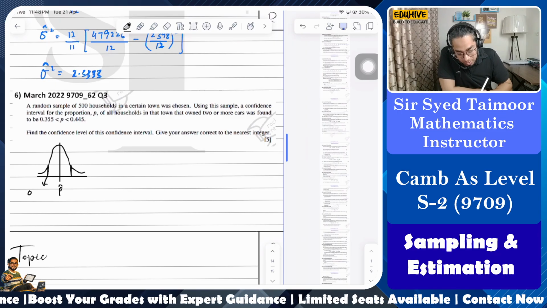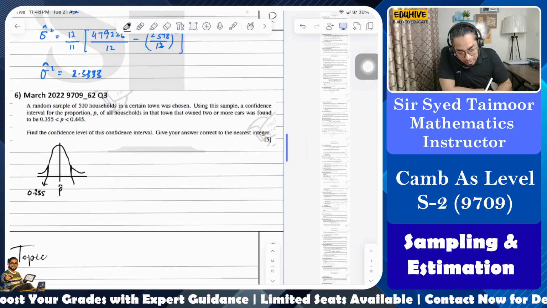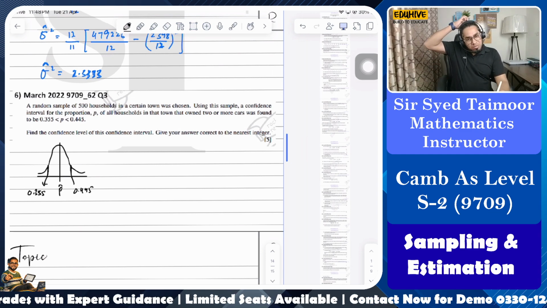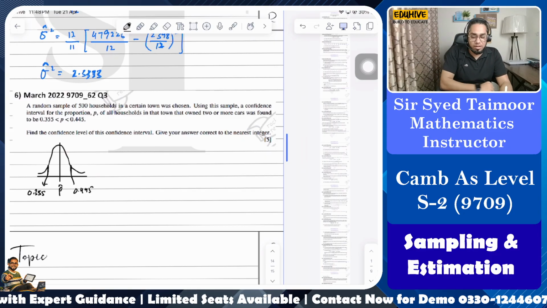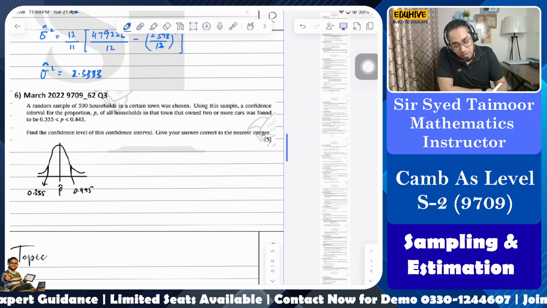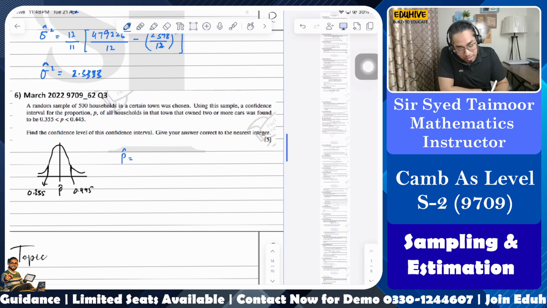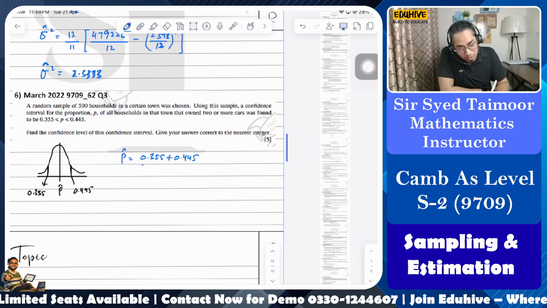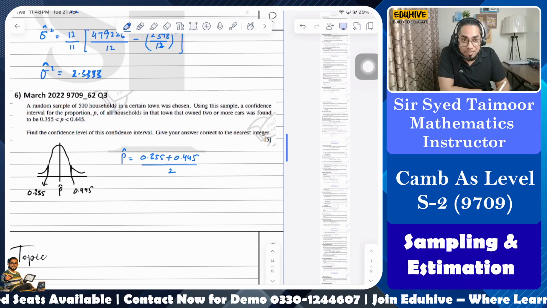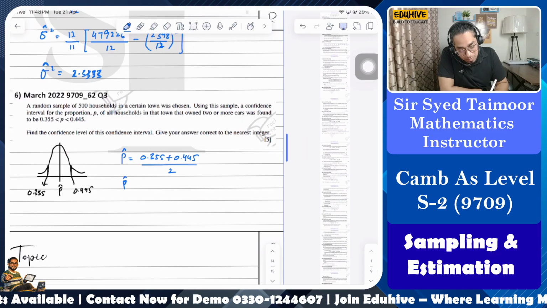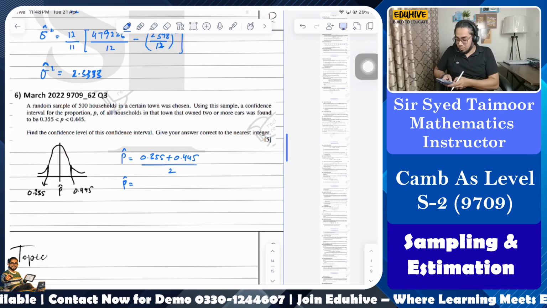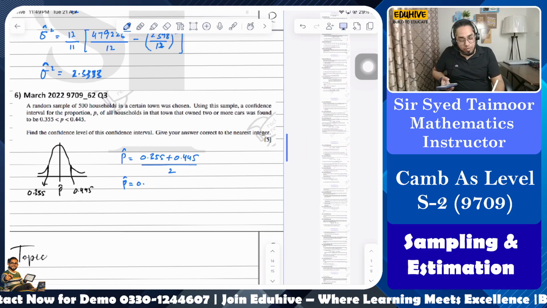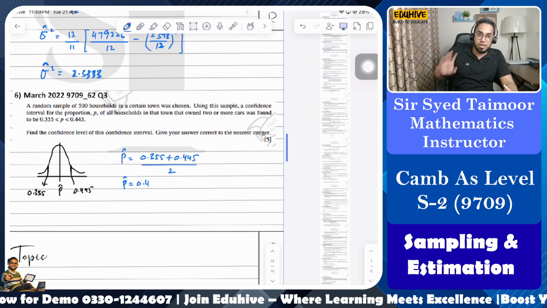This value must be 0.355 and this value must be 0.445, isn't it? If the proportion estimate is in the middle, it's easy to figure out, no? Because we have studied in maths that if we add both of them and divide by 2, it will give me the central value. It's 0.4. That is my proportion estimate.